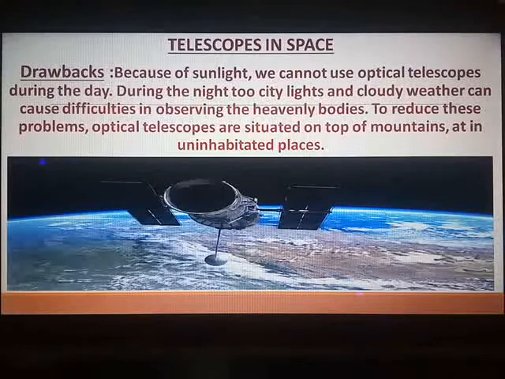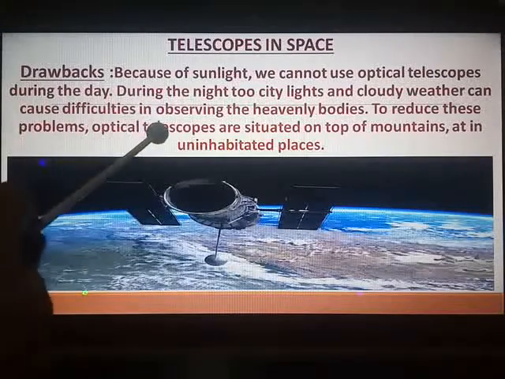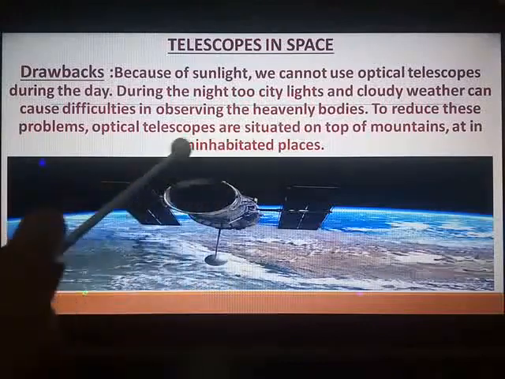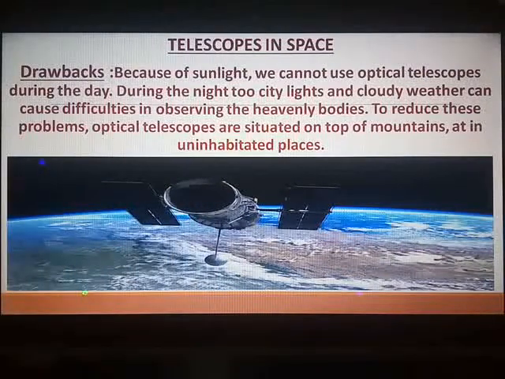If you use the optical telescopes during the daytime, then sunlight is going to interfere. If you use them during the night time, the cloudy weather and the city lights are going to interfere in getting proper images, and hence to reduce these problems, optical telescopes are situated on the top of mountains in uninhabited places. So from there at least you can study the objects clearly.